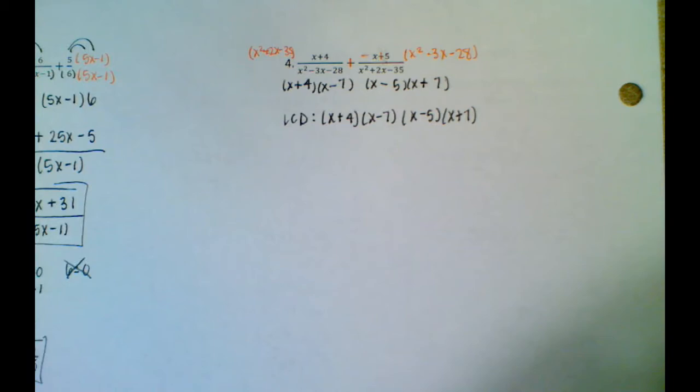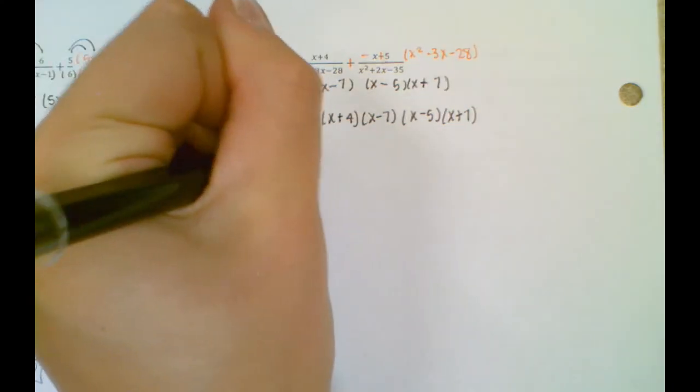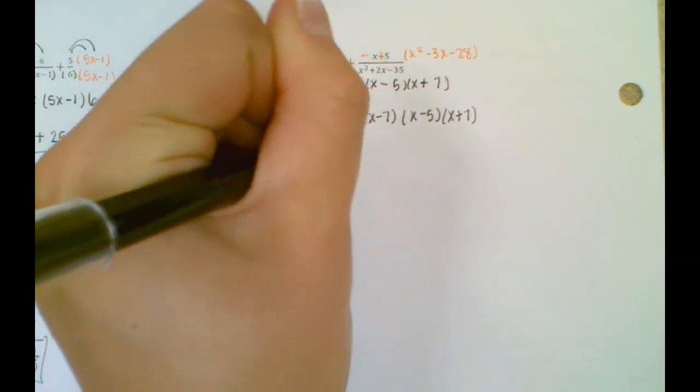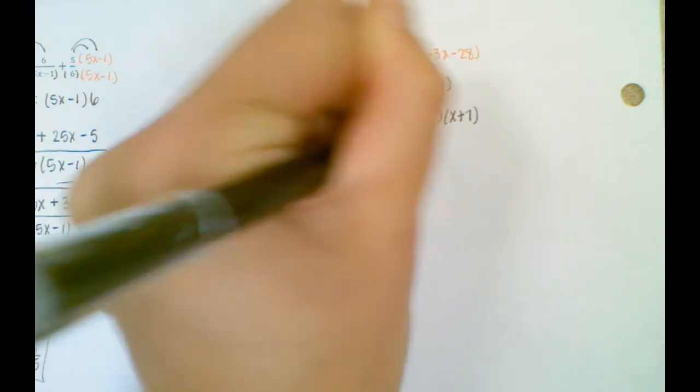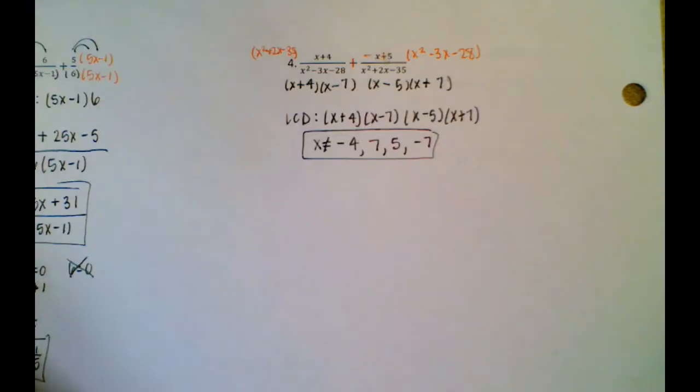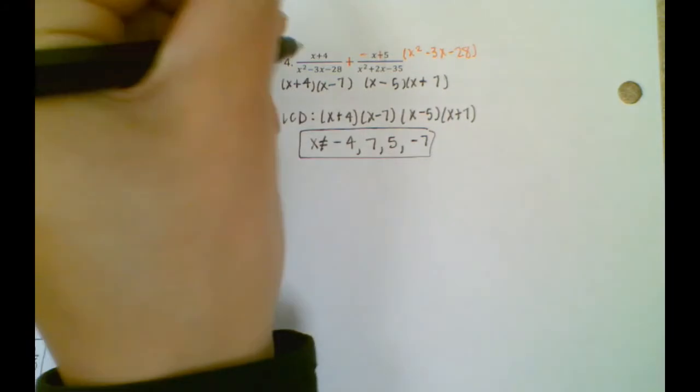Alrighty. So let's see. X cannot equal -4. It can't equal 7. It can't equal 5. And it can't equal -7 when I set those all equal to 0. That's a lot of restrictions. So let's go ahead and FOIL this.